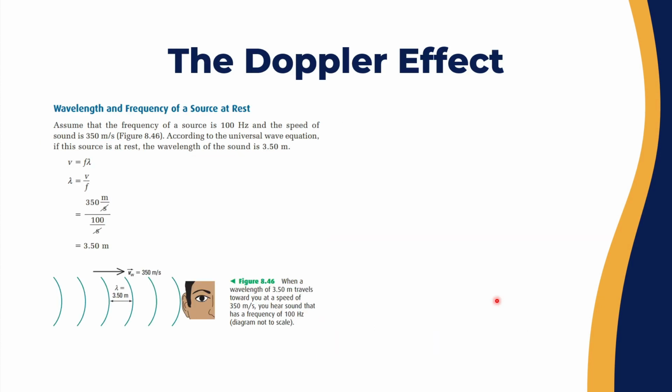Let's assume the frequency of a source is 100 Hz and the speed of sound is 350 meters per second. According to the universal wave equation, if this source is at rest, the wavelength of the sound is 3.5 meters. So using the universal wave equation, V equals frequency times lambda. In this case, lambda would equal V over frequency. V is 350 as given, and frequency would be 100 Hertz or 100 per second. That would give you 3.5 meters. So when a wavelength of 3.5 meters travels towards you at a speed of 350 meters per second, you would hear a sound that has a frequency of 100 Hertz.